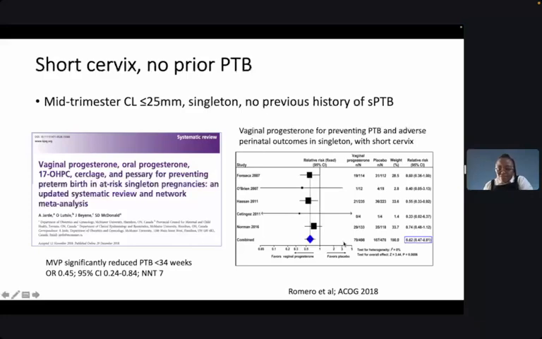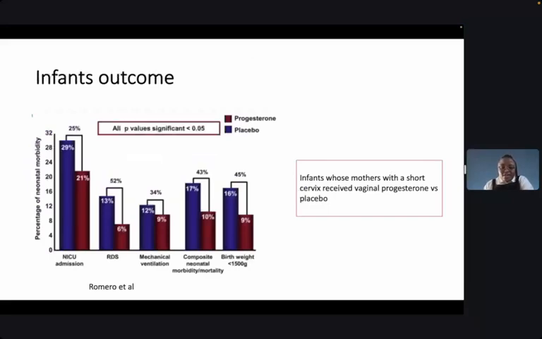From their result, from this forest plot, you can see that the relative risk is 0.62. There was a significant reduction in preterm birth when giving vaginal progesterone to patients who present with a short cervix. And in the same group of patients, if you give them progesterone, there were also positive outcomes in terms of the infant's outcome. The outcomes that they looked at were neonatal ICU admission, respiratory distress syndrome, mechanical ventilation, neonatal morbidity and mortality, and even birth weight less than 1.5 kg.